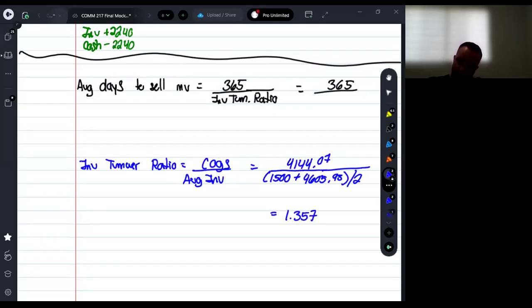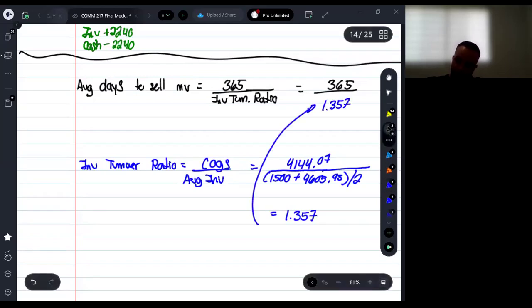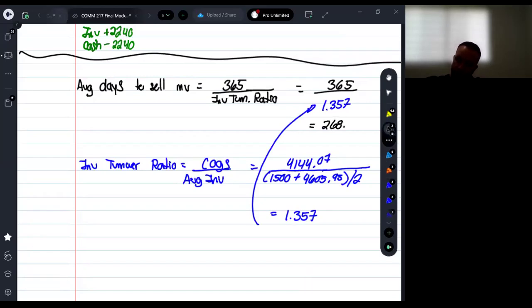$1.357 is what you get. And then you shove that there, 1.357. And you get 268.9.